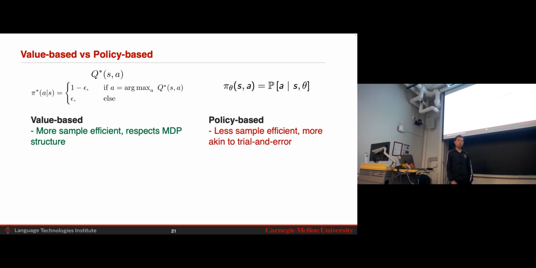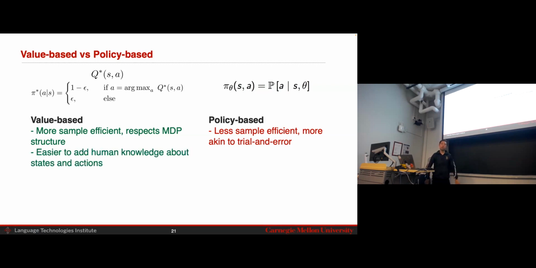Policy-based doesn't really respect the structure of the problem. It doesn't even know that it's an MDP. It doesn't even know that it's doing reinforcement learning. So it can be less sample efficient, right? Think of the classic domain knowledge, hand engineering some features, whereas everything is purely data-driven, right? The value-based ones are usually more sample efficient than the policy-based ones.